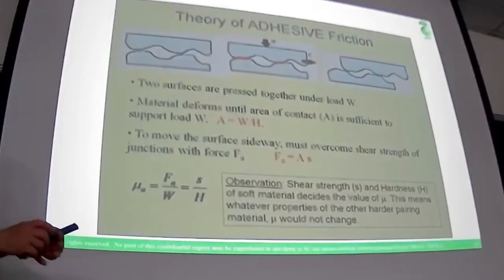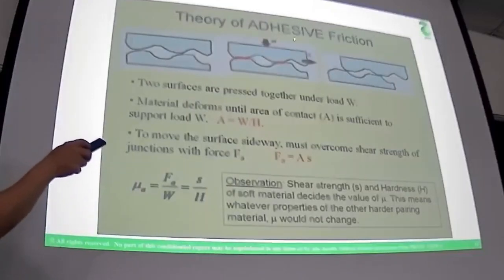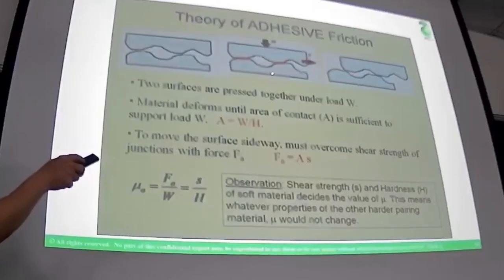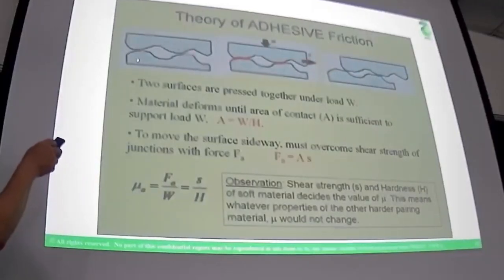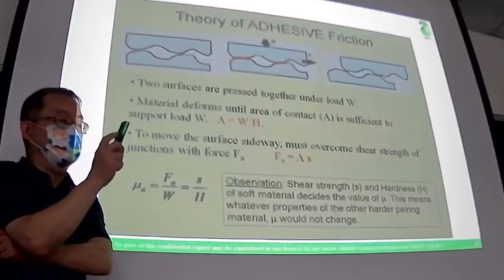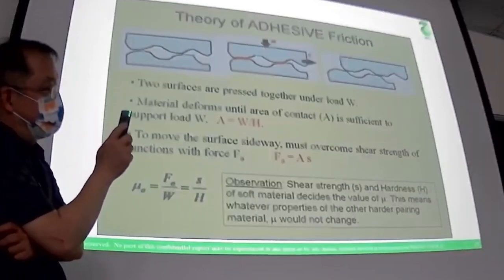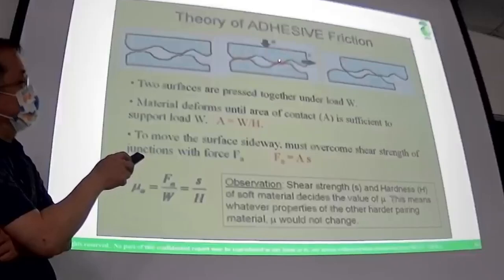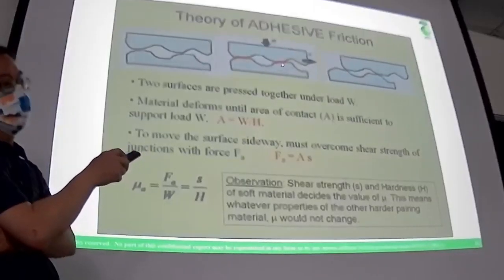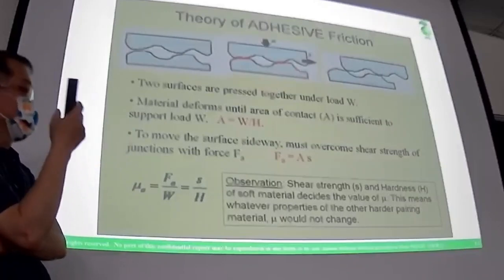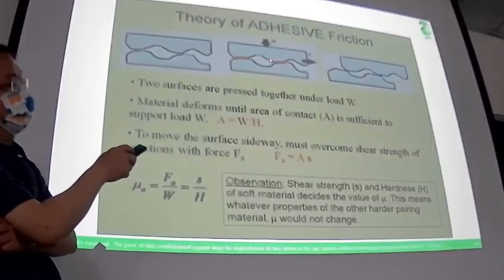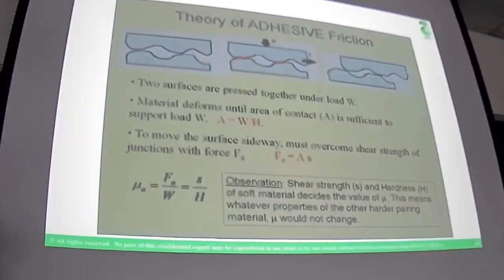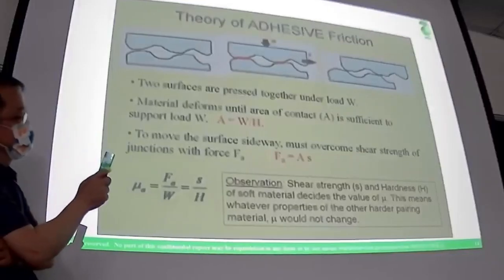So you have a tribal pair, you have a loading on top of it, so you have a relative motion, so you have a friction force. So these are the asperities. So the contact only happens in some specific areas. So the contacting is here, and then you will find out some of the material are removed from softer material to attach to the harder material. So here are some of the description for the adhesive friction.